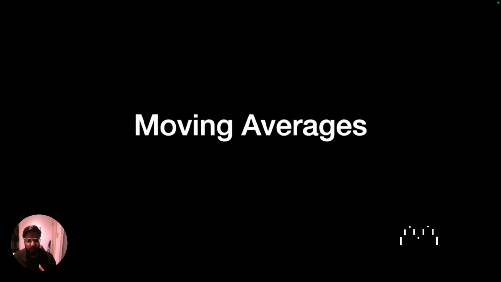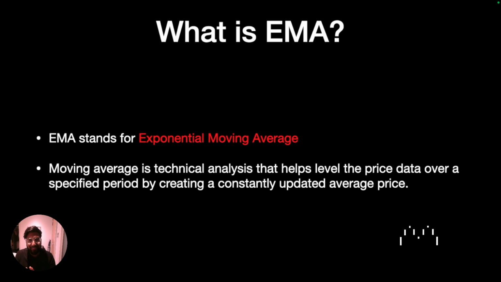So we are going to talk about moving averages. Now, what is a moving average? Now, I trade EMAs, so I'm going to explain to you what the EMA is. This is personally my strategy on how to use EMAs, but before we get into that, I'm going to explain to you what an EMA is. So EMA stands for exponential moving average, and it's basically technical analysis that helps level the price data over a specific period by creating a constantly updated average price.